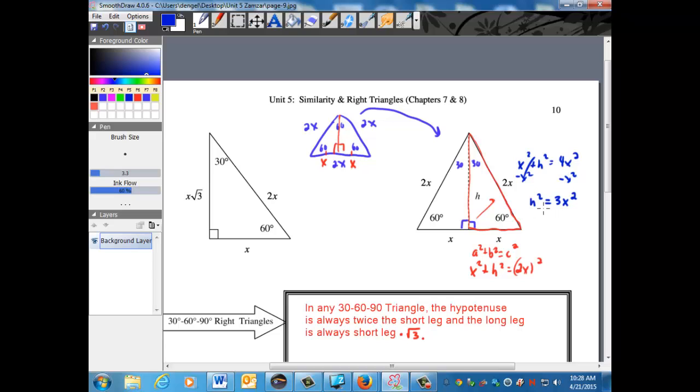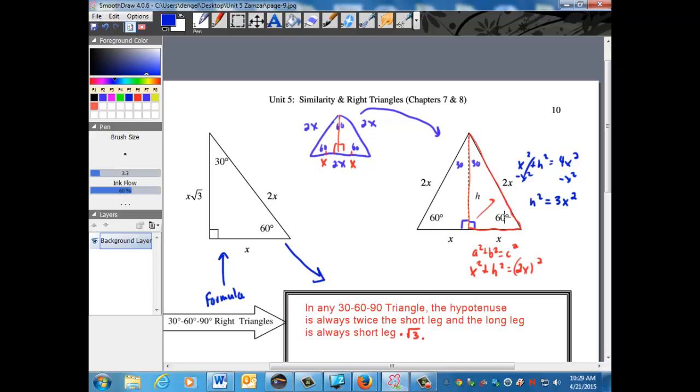Now the reason why I'm solving for h here is that we will see after we solve for h that we have a theorem or a formula for 30, 60, 90 triangles. And this formula we'll see is going to be this diagram right here, and then we'll put this diagram in words so that we can further understand it more.